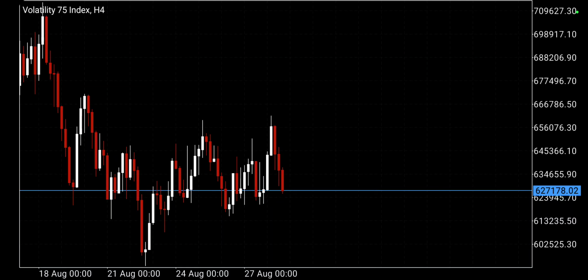So this is going to be our second chart today. Actually, on Sundays I always give you a few charts that you can just monitor and take advantage of throughout the week. So the first one was US 30, and then the second one is going to be VIX 75.